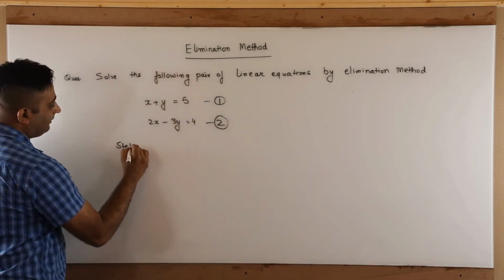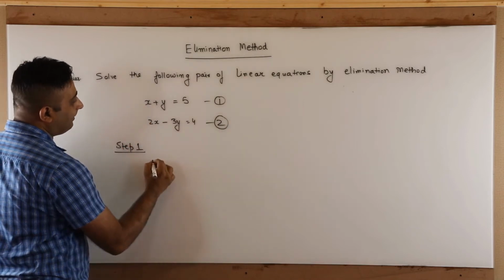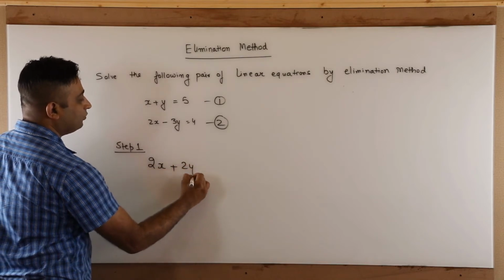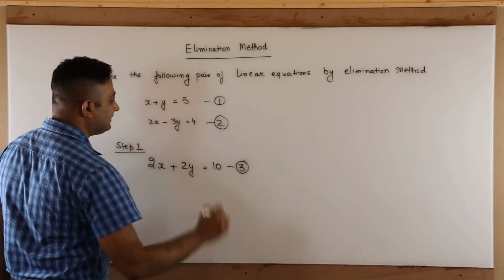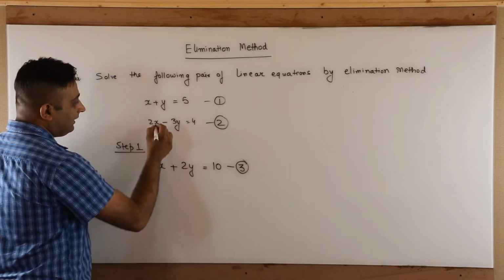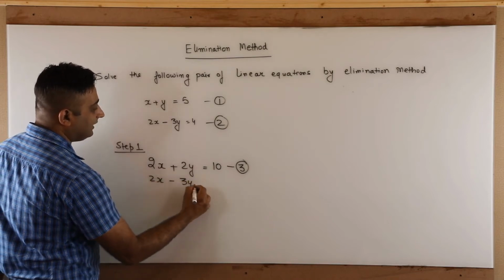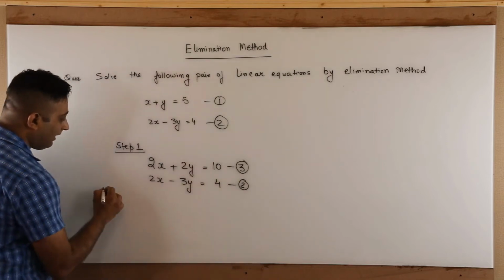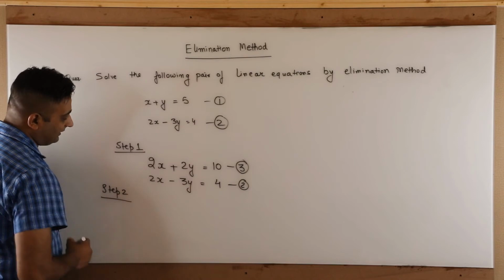In step number 1, we will multiply equation number 1 by 2. We will get the equation 2x plus 2y is equal to 10. Let us name this equation number 3 and rewrite equation number 2, that is 2x minus 3y equals 4. Now, in step number 2, we will subtract these two equations.